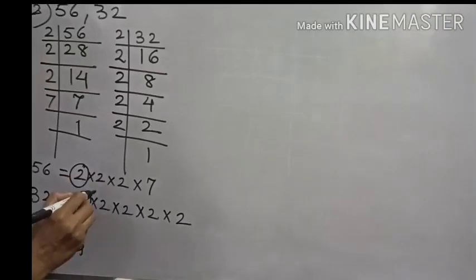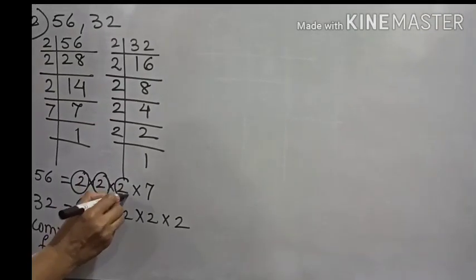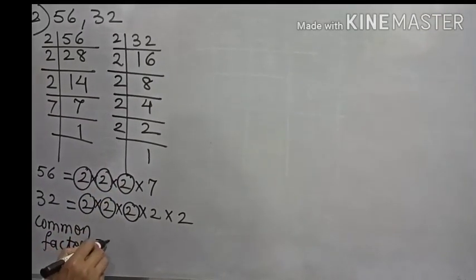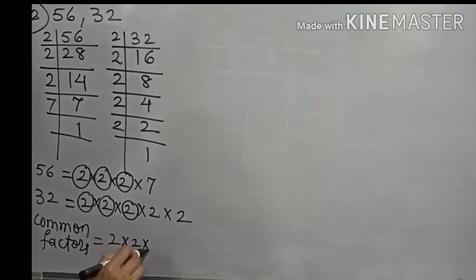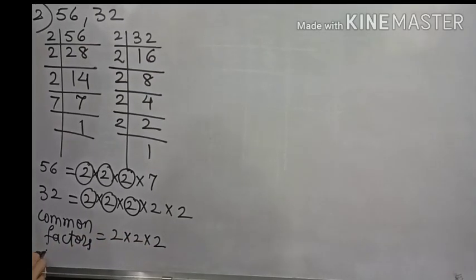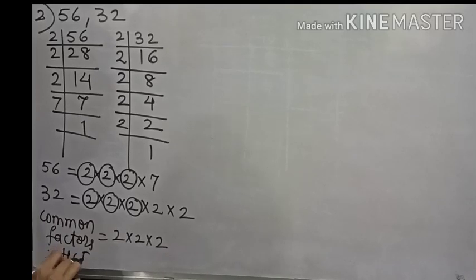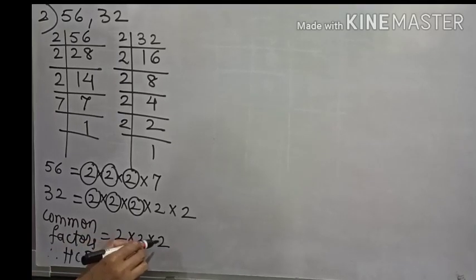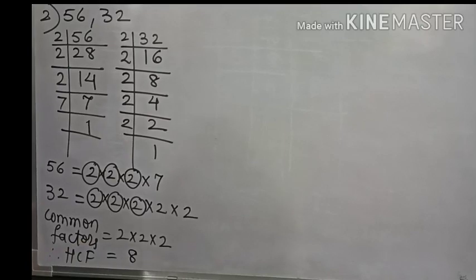So here 2 is common. Again this 2 is common. So common factors, we will do the multiplication. Therefore our HCF is 2 multiplied by 2 multiplied by 2, that is 8.